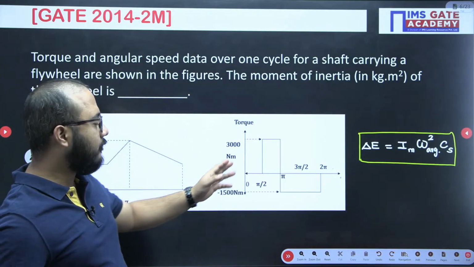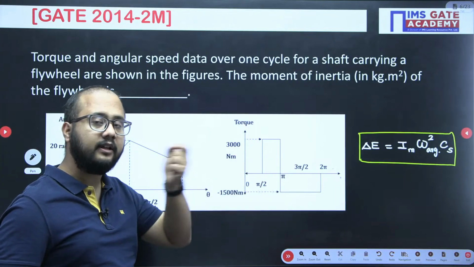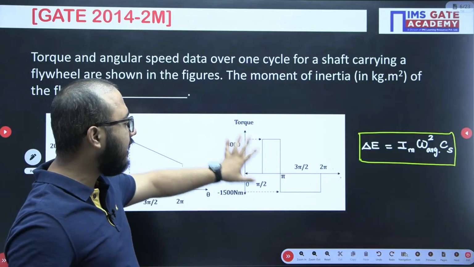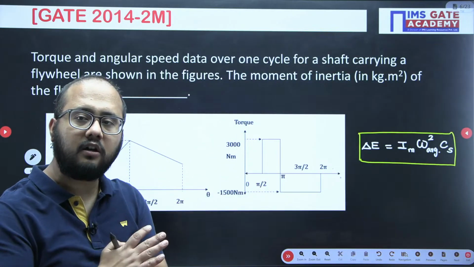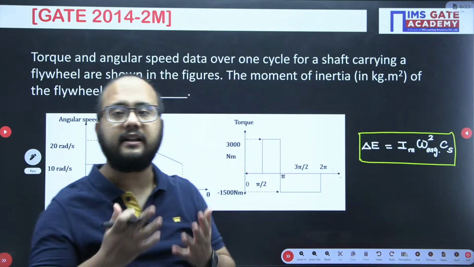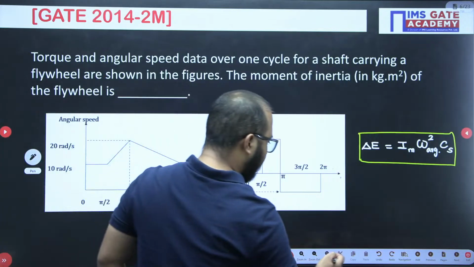So first of all, from this torque diagram, the T theta diagram, can we find out the mean torque? Is it possible? If it is possible, then calculate the mean torque, because whatever the area is above the mean torque, that will be considered as delta E, the excess energy, right? So let us see how we will do it.